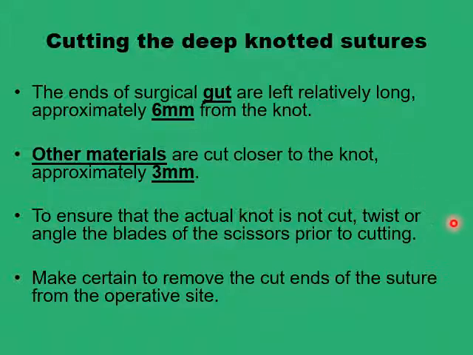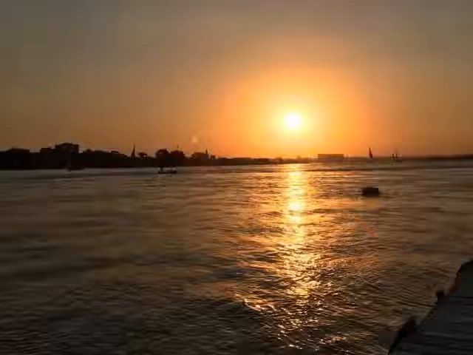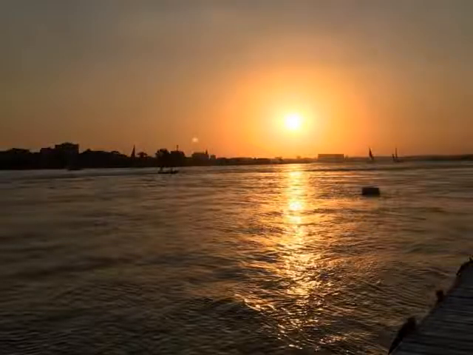You would usually use a scissors tip to cut the sutures, and it can be helpful if you twist or angle the tip of the scissors in order to have the knot inside while you're applying the force, to avoid cutting into the knot itself. Then the cut ends of the sutures will be removed from the operative site. By this we come to the end of this presentation on surgical knots.